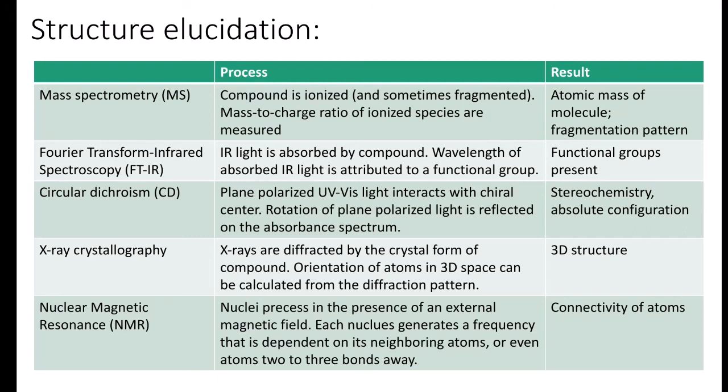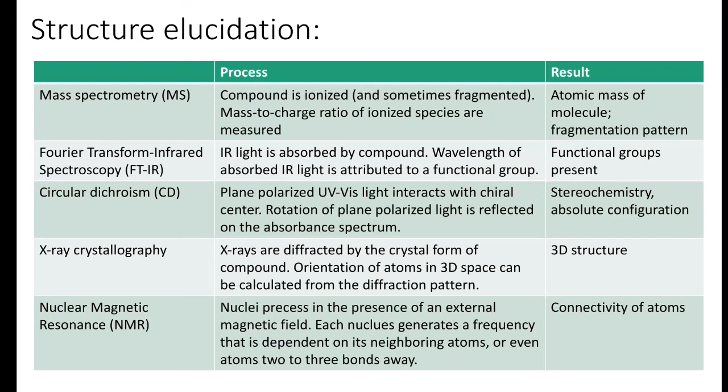So for FTIR, IR light is absorbed by the compound. The wavelength of absorbed IR light is attributed to a functional group. So as a result, you will know what functional groups are present. For circular dichroism or CD, plane polarized UV-vis light interacts with chiral centers. Rotation of plane polarized light is reflected on the absorbance spectrum. So what you will get here is the stereochemistry and the absolute configuration of chiral centers.